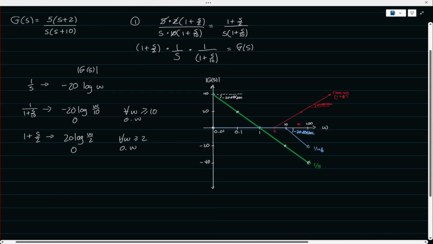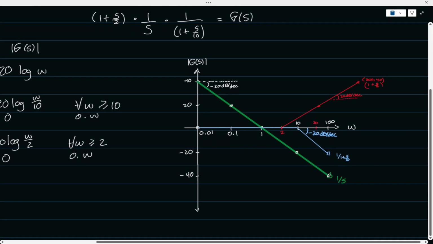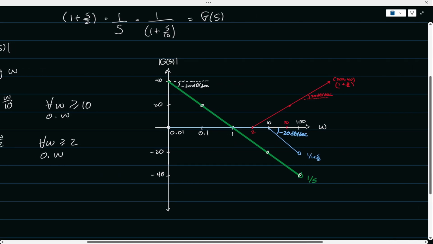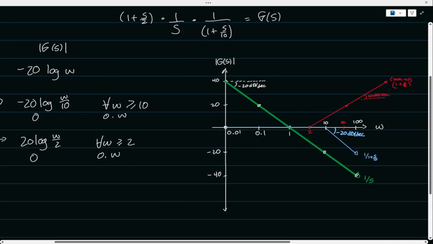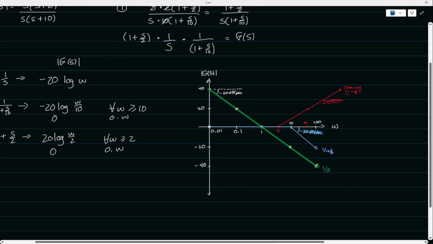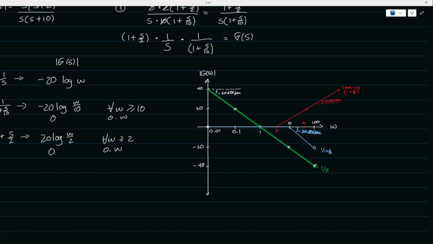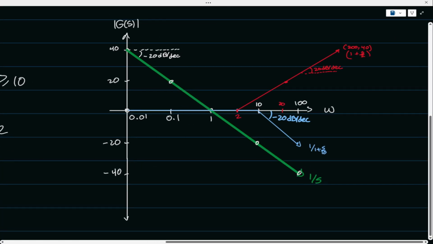Now for the other ones, like the 1 over 1 plus s over 10, and also the 1 plus s over 2, which are our pole and our zero, you have to sketch that they are 0 anywhere before. So for example, the 1 over 1 plus s over 10 is going to be 0 before 10. And then for all values greater or equal to 10, it's negative 20 log omega over 10. You could put the first value in your calculator and then again just go negative 20 dB from there. So that's what we get.